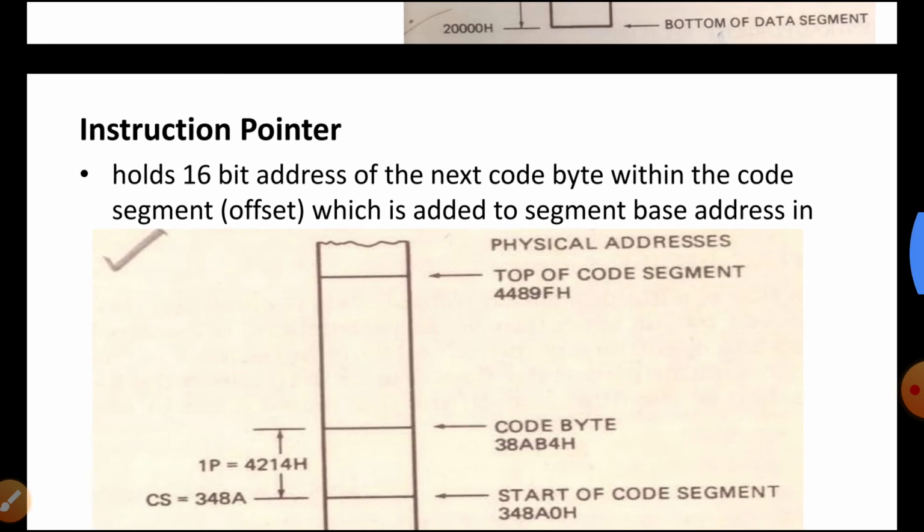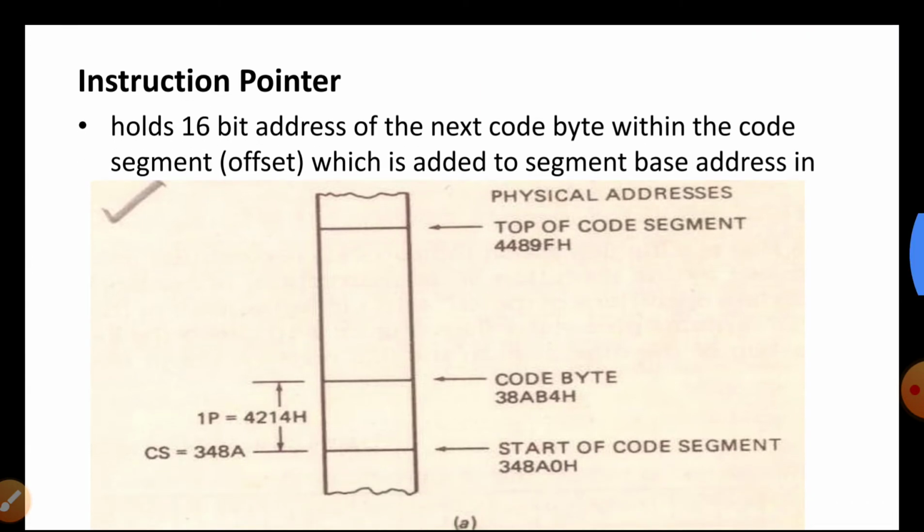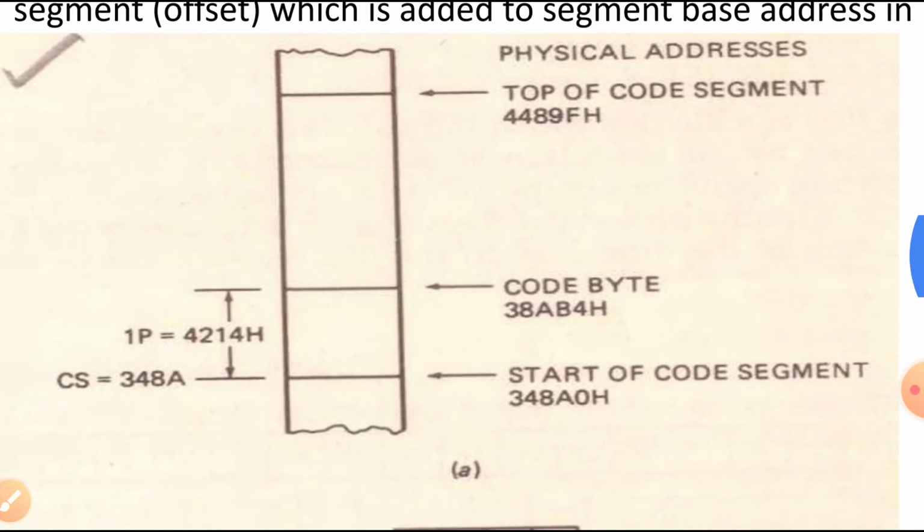Now, what is the role of the instruction pointer? The instruction pointer works in a similar fashion to the program counter. Program counter used to give the information about the address of the next instruction to be executed. Similarly, the instruction pointer also holds the 16-bit address of the next code byte which has to be fetched from the memory. Of course, within the code segment, that will give the offset, and it is added to the segment base address. So, how is the 20-bit physical address generated?